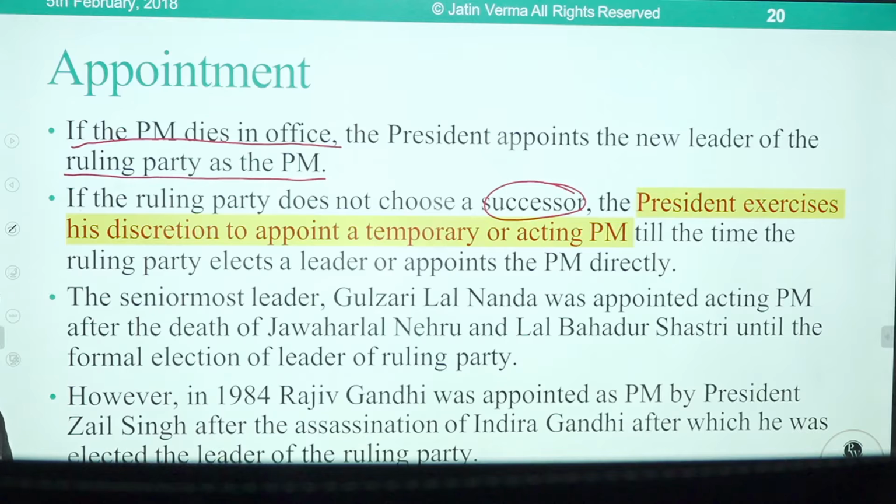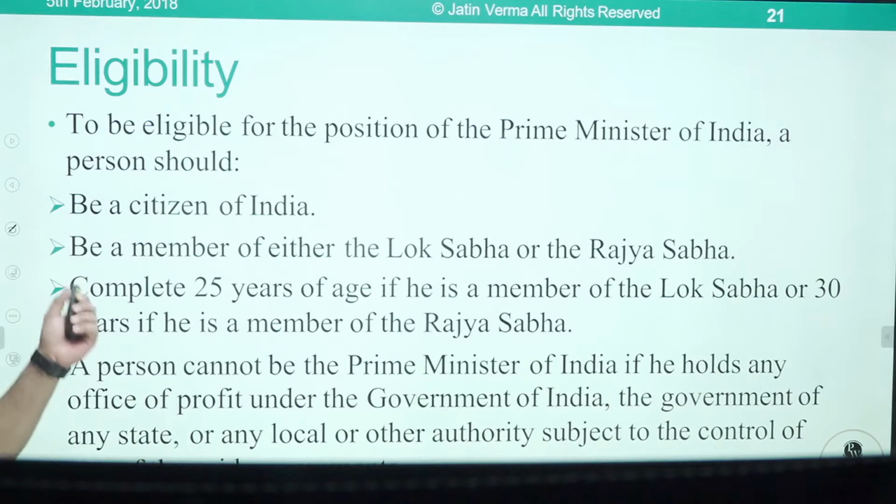The senior most leader, like Gulzari Lal Nanda, was appointed as the acting prime minister after the sudden demise of the first prime minister Jawaharlal Nehru, and later after the demise of Lal Bahadur Shastri, until the election of the leader of the ruling party. So this happened in Gyani Zail Singh's case also.